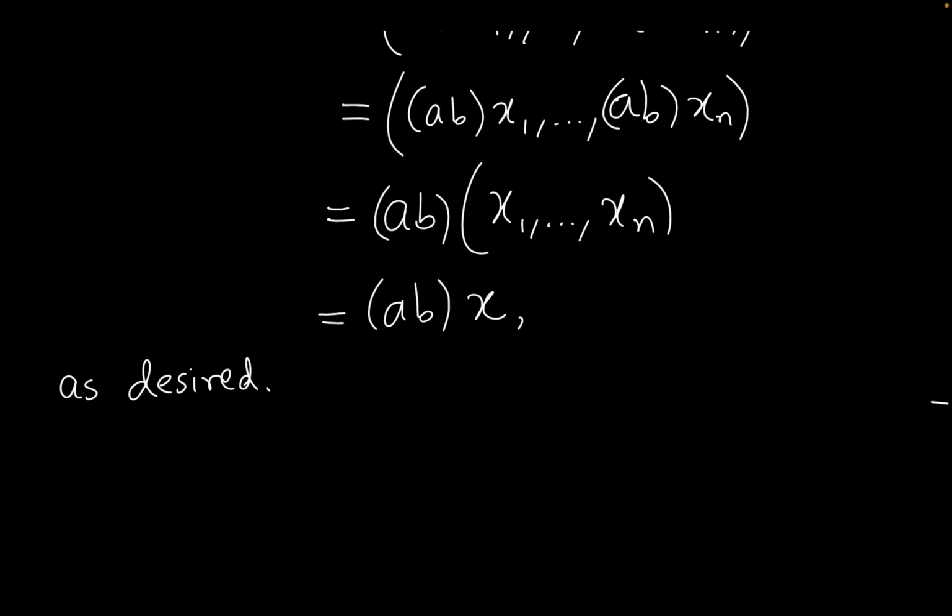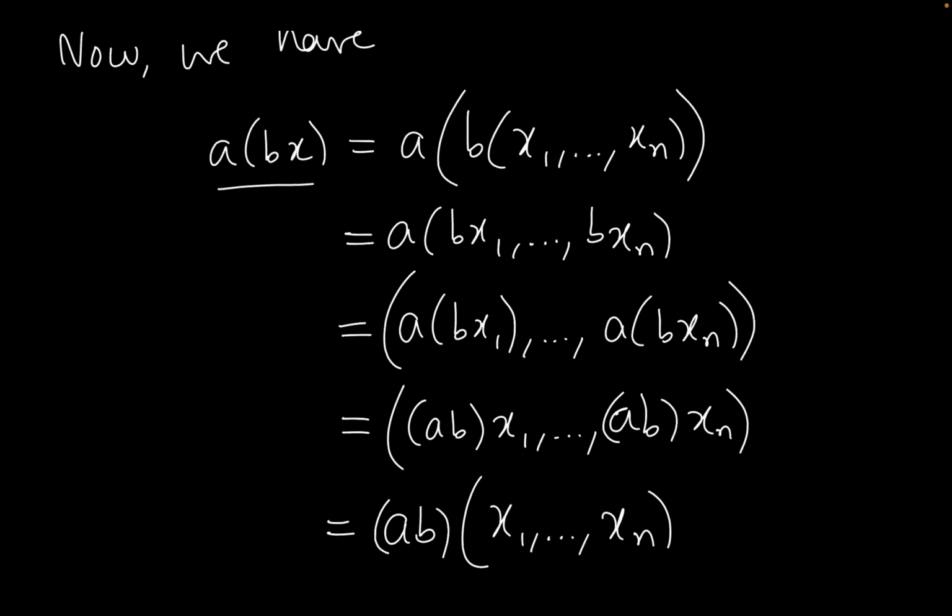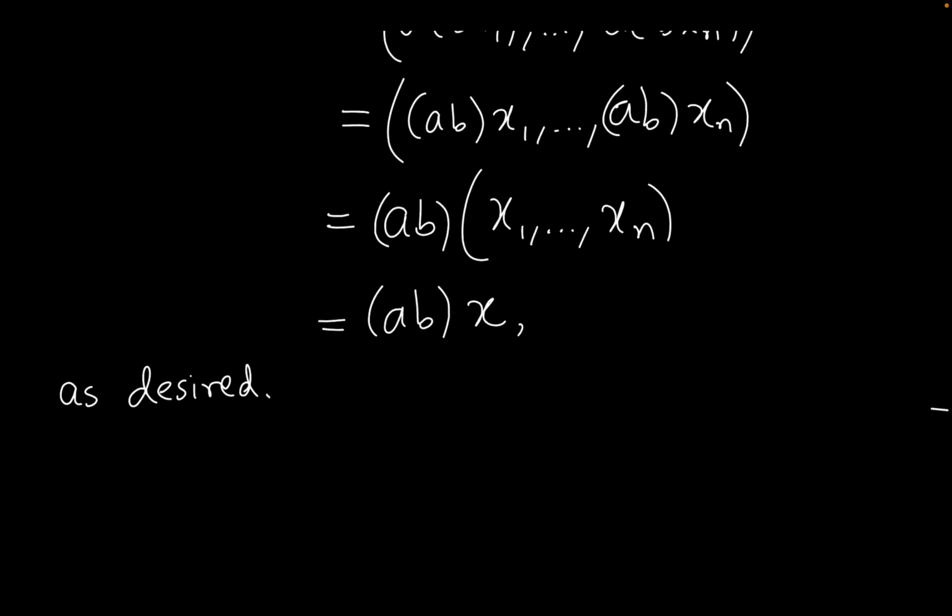And that is exactly what was desired. So we can just check: we wanted to show that a times bx is equal to ab times x, and that is what we achieved. And so that is the end of the proof.